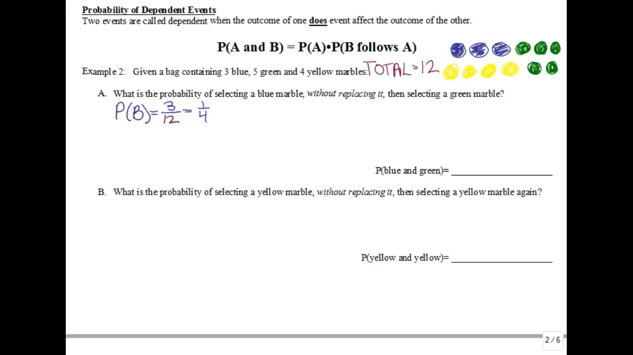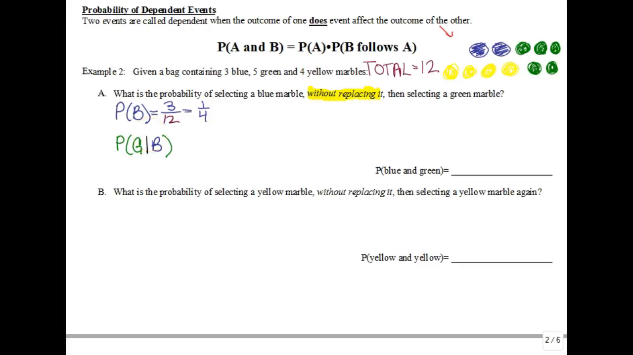Now, we are going to take the marble out and not replace it. We now need to figure out the probability of selecting a green marble now that a blue marble has been removed. The shortcut way of writing that is the probability of green given, that's what that pipe up and down line segment means. So green given blue.